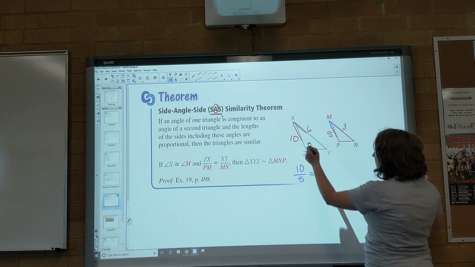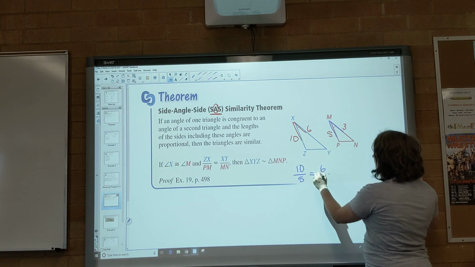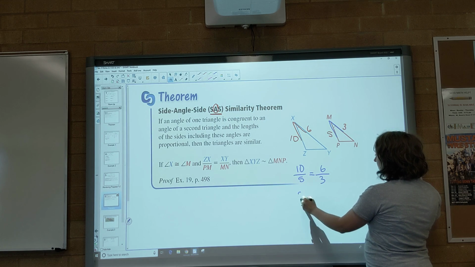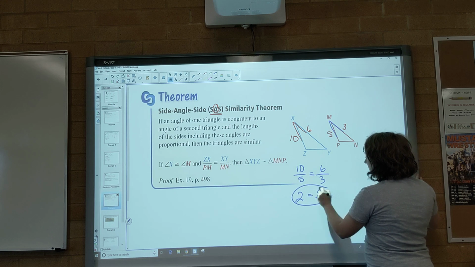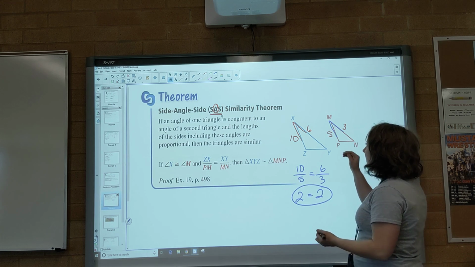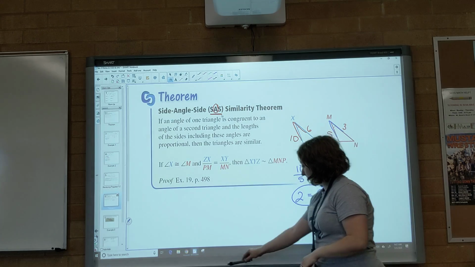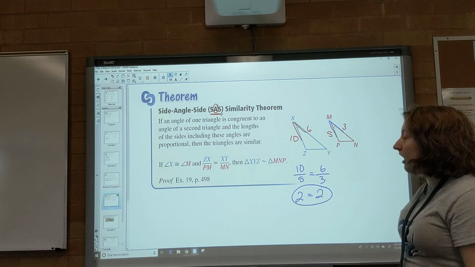So 10 and 5 are the biggest, and then 6 is the smallest on this one, and 3 is the smallest on this one. If I do 10 divided by 5, I get 2, and 6 divided by 3 is 2. So they are similar by side-angle-side, with the angle in the middle. Or if we cross multiplied, you would get 30 equals 30. Yeah, so it works.